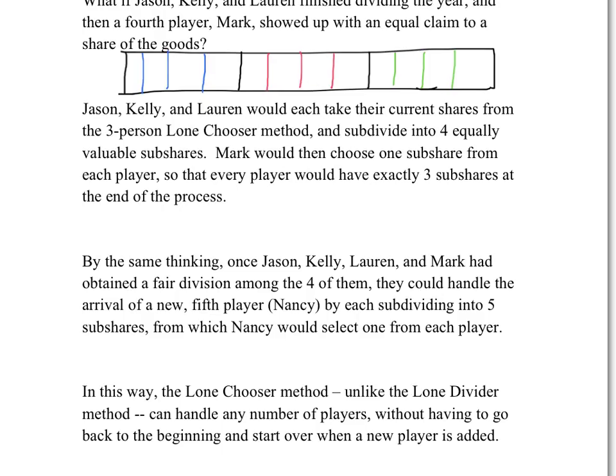But if you do apply this method for 4 players, then once you've accommodated those 4 players, you can introduce a 5th player, say Nancy. How? By having each of Jason, Kelly, Lauren, and Mark subdivide into 5 equally valuable subshares for each player. Nancy will then pick 1 subshare from each of the 4, so she'll have 4 subshares, and each of these guys will be left with 4 subshares. So this works for 5 players, and in the same way it can be extended to any number of players.